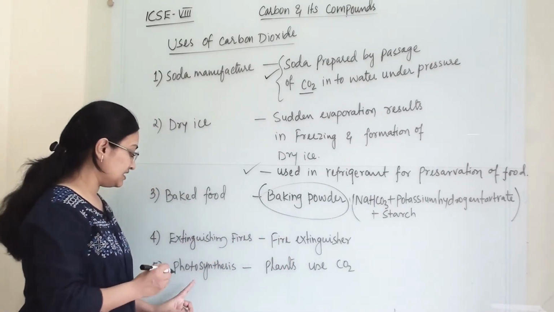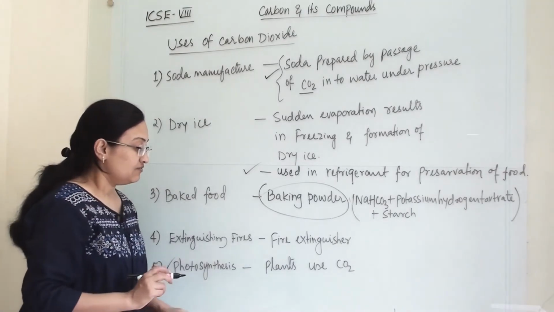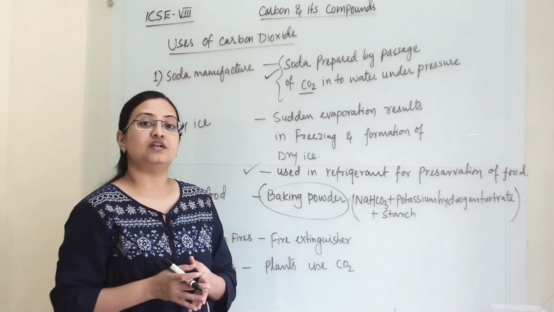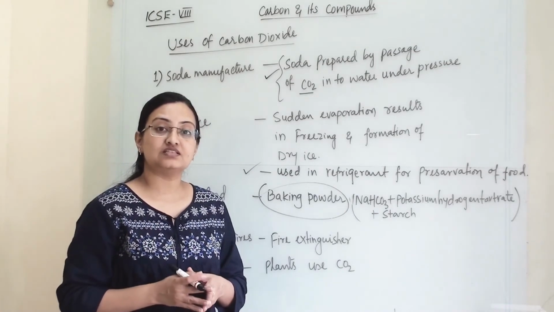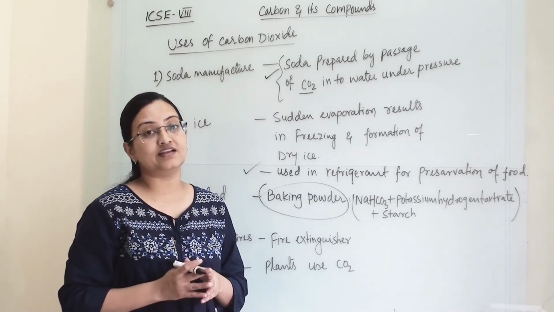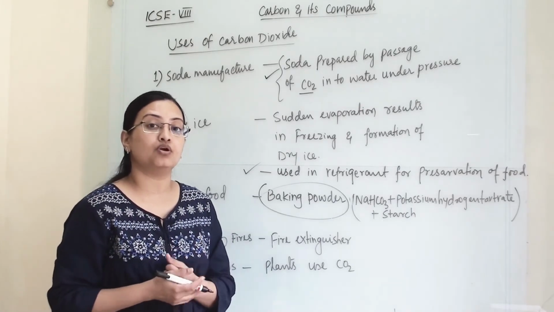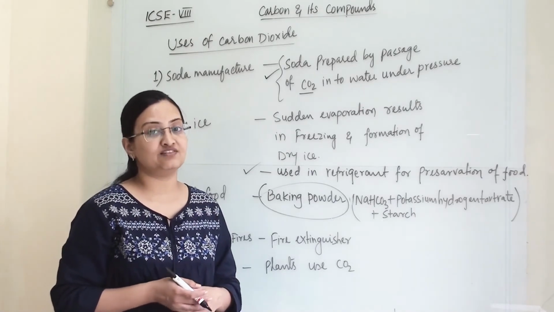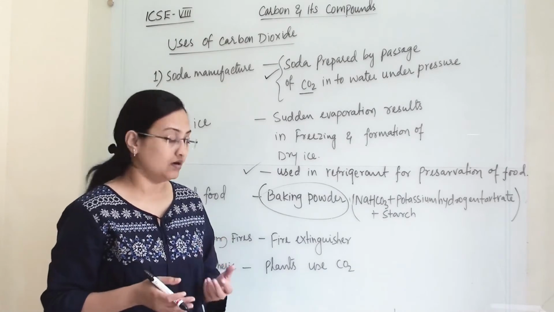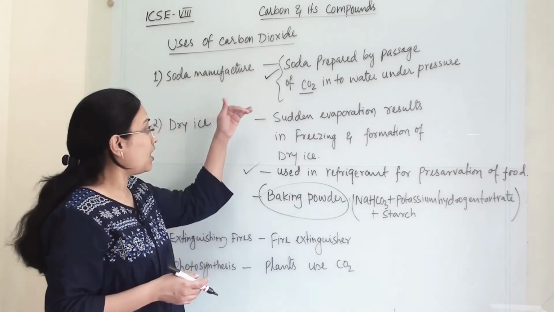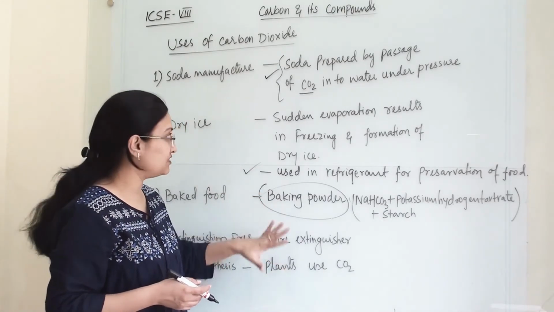Then the fifth one is photosynthesis. We know that plants use carbon dioxide to do photosynthesis with chlorophyll and in the presence of sunlight. So carbon dioxide gas is very important for all the plants and vegetation on the earth. So how will the question be asked from this topic?